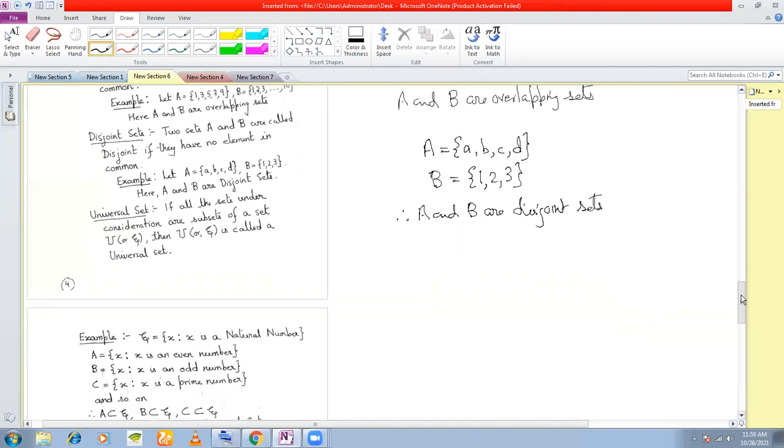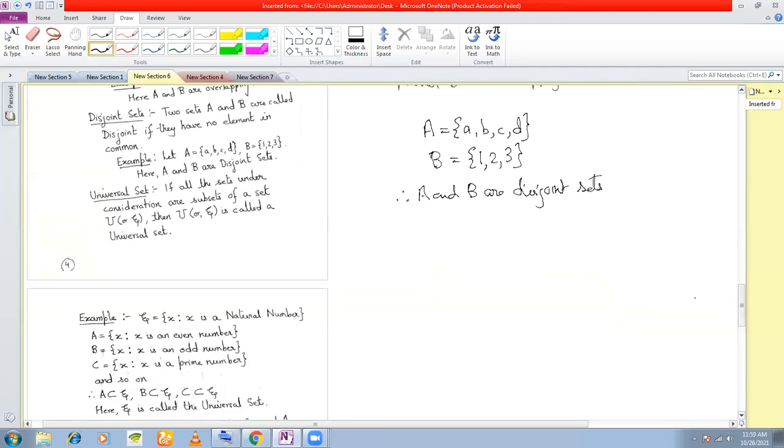Next is universal set. Now, the understanding of universal set is also very important. Suppose I'm considering three sets, A, B, and C, and all these three sets are subsets of a particular set. Then we say that the particular set is called the universal set. For example, the universal set is denoted either by U or it is also denoted by Xi.